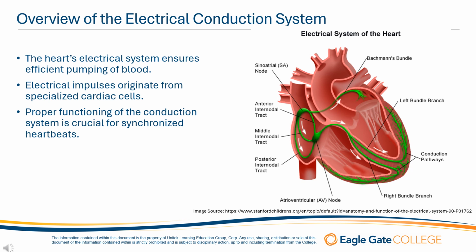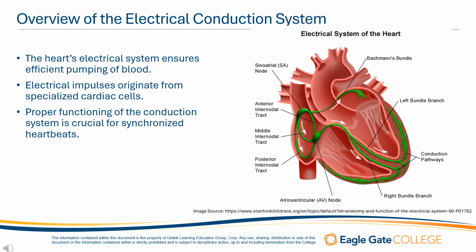These electrical impulses originate from specialized cardiac cells that have the unique ability to generate and conduct electrical signals. These cells are found in key areas of the heart, such as the SA node, the AV node, the bundle of His, bundle branches, and Purkinje fibers. Each of these components plays a critical role in the overall conduction system, ensuring that electrical signals are transmitted in a timely and orderly fashion.